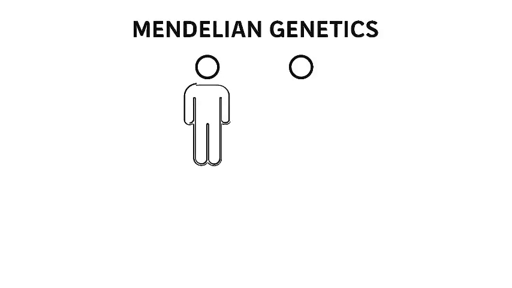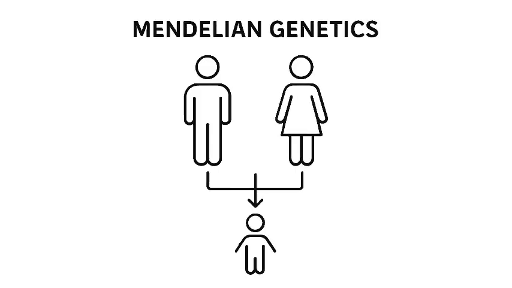Imagine you could look at a simple chart and predict what traits a child might inherit. That's exactly what Mendelian genetics helps us do. Let's start with the basics.